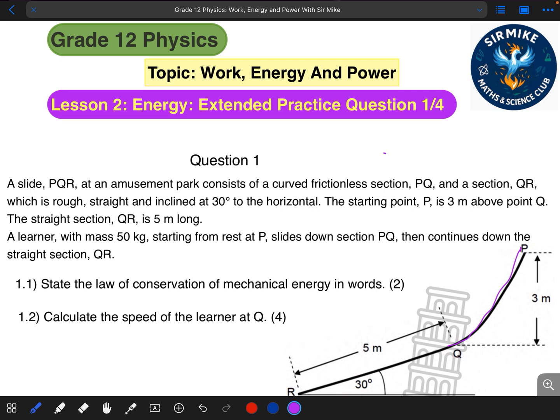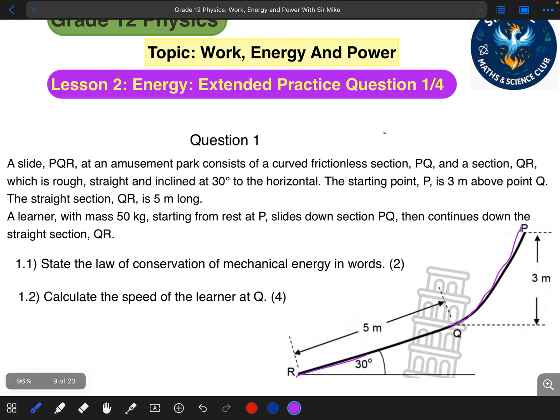So they're telling us that PQ is a curved surface. We also have QR, which is a rough, straight section inclined at 30 degrees to the horizontal. So they're telling us that this surface is a rough surface, meaning that we have friction on that part between point Q and R.